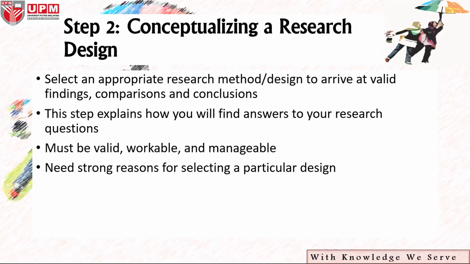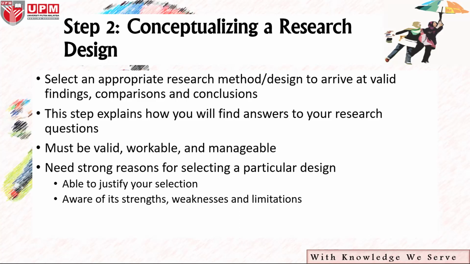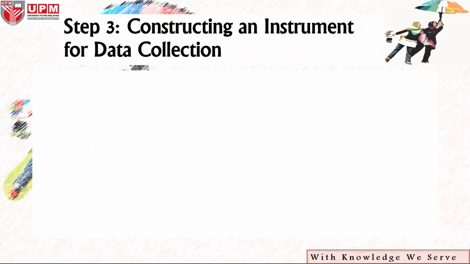You need a strong reason for selecting a particular design. Either you use quali or quanti, later on in each design there will be a more specific research design. You need to provide justification why you select that particular research design. And then, you should be able to justify your selection, and be aware of its strengths, weaknesses and limitations. Next one, constructing an instrument for data collection.